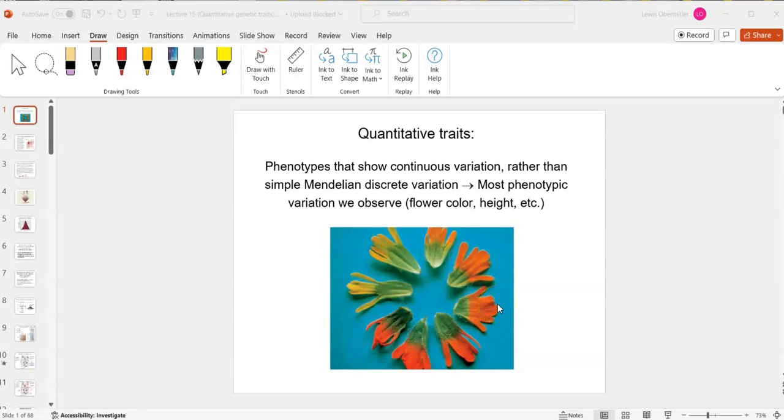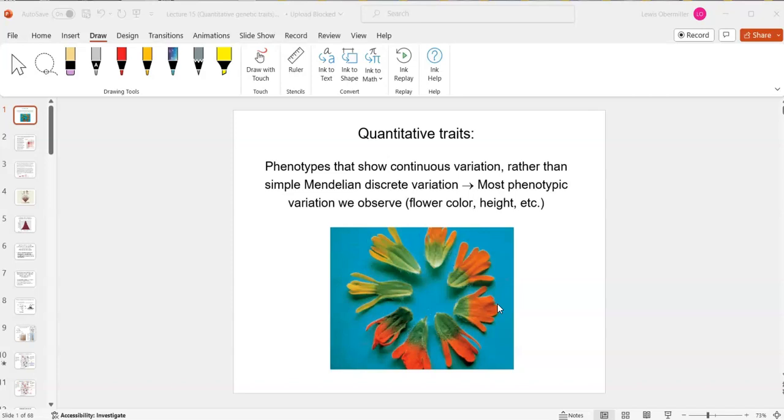Hey class, so we're going to call this lesson 19. This is the start of the lecture 15 PowerPoint slides. This is going to wrap up all of the material for exam 2. And the title of this lecture is Quantitative Genetics.